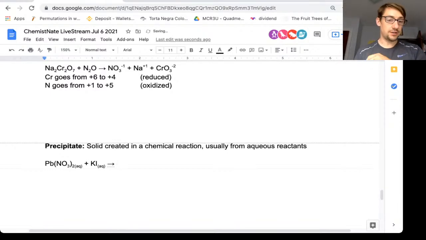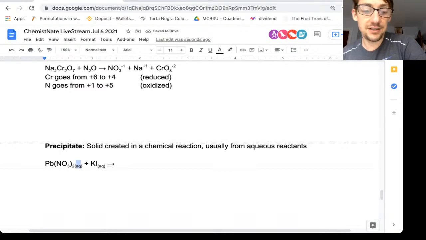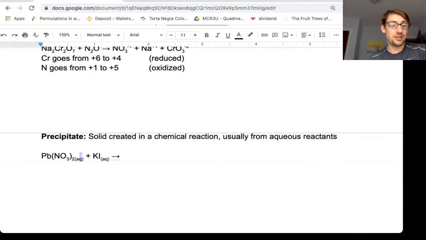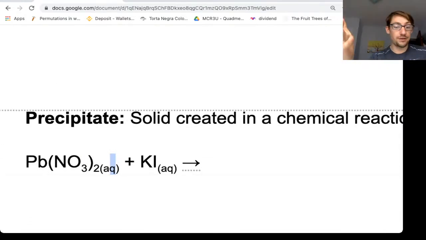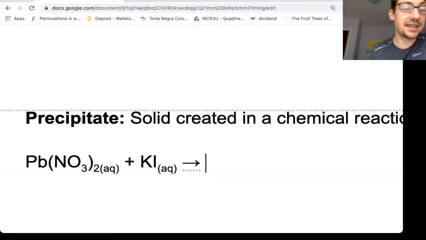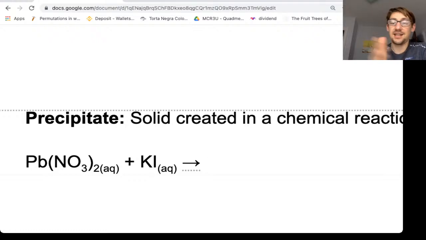Lead 2 nitrate, for example, does dissolve in water. So we tell people that by writing AQ as the state. When you dissolve it in water, it's a clear, colorless solution. Kind of looks like pure water, except it has lead in it, so you shouldn't drink it. Potassium iodide is the same. When you dissolve potassium iodide in water, it's a clear colorless solution.